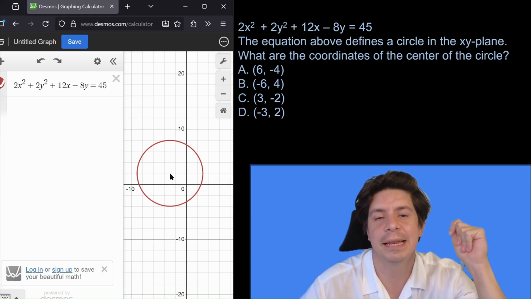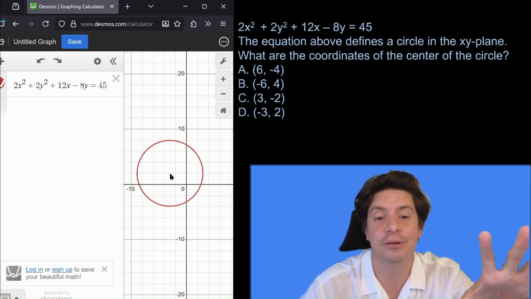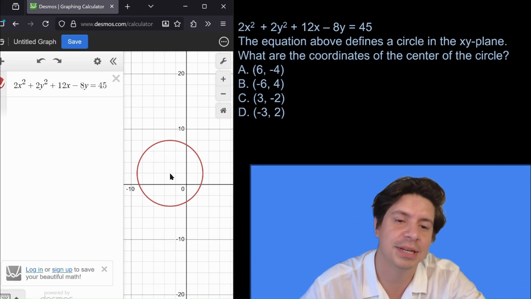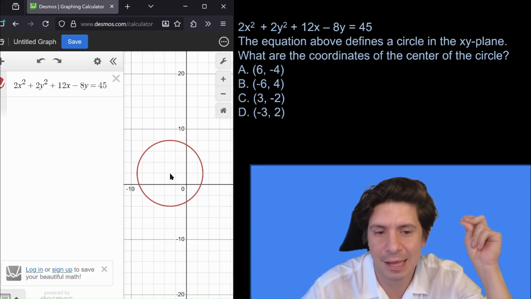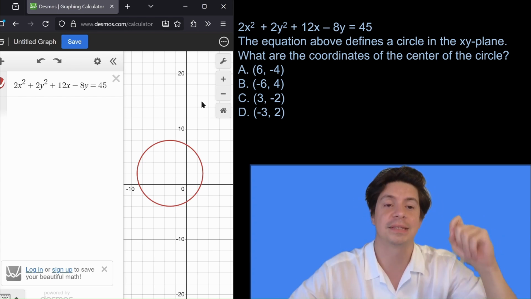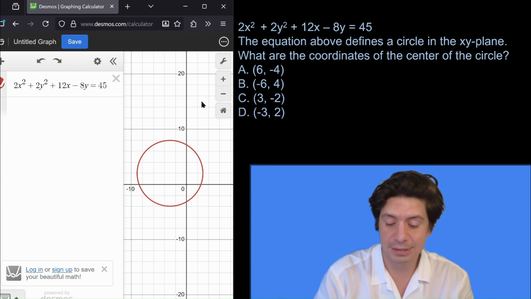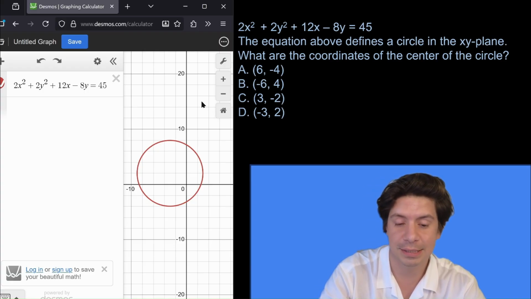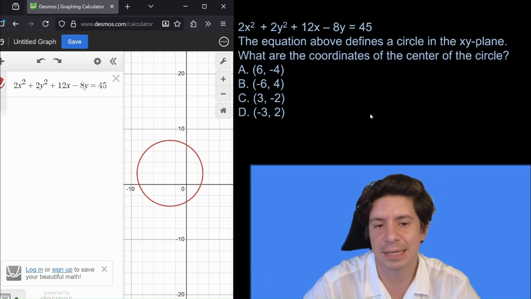Quick, just like that. It'd be even faster for you because you'd have a bigger screen to work on with the Desmos. I'm making mine small so you can see the equation in it, but it's just that fast. Negative 3, 2. All the other options don't make sense. I didn't have to do any calculations, didn't have to worry about writing things down and making mistakes. Just plugging the equation into Desmos gives me the center.